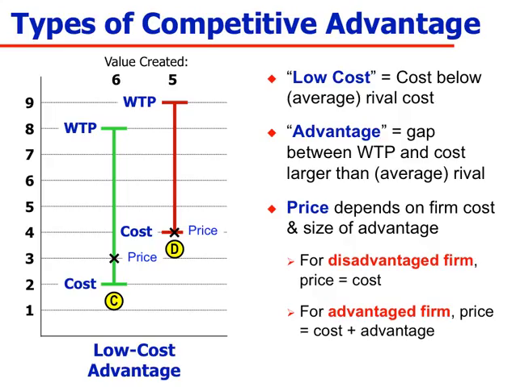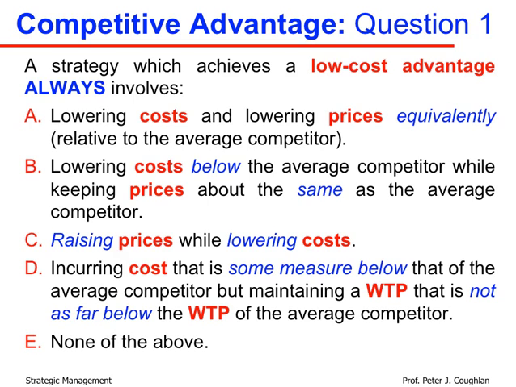So again, notice what we have here: a firm with a low cost advantage. They won't always necessarily look exactly like this, but this is an example of how a firm could have a low cost advantage. And in this example, firm C's cost is lower, its price is lower, and its willingness to pay is lower. All three are lower than firm D's. So let's go back to the options here and go through them one by one.